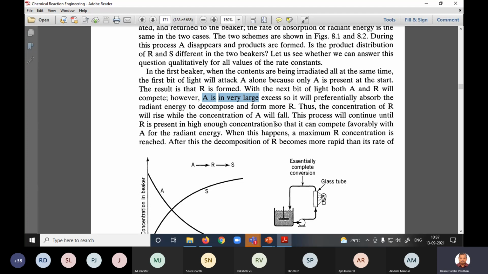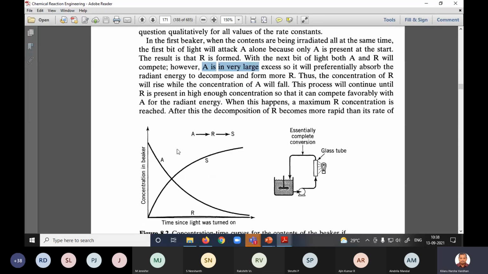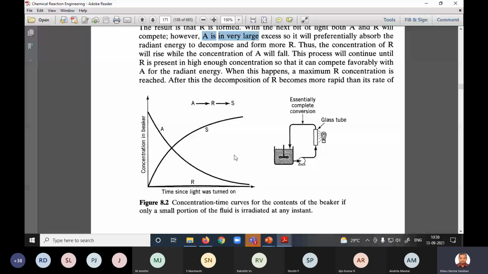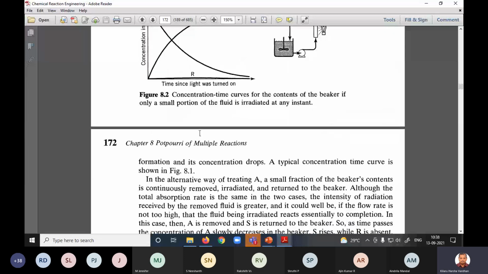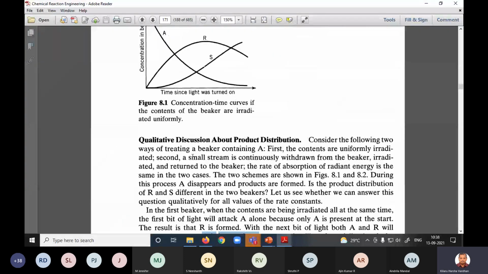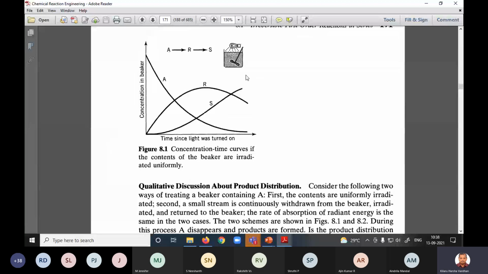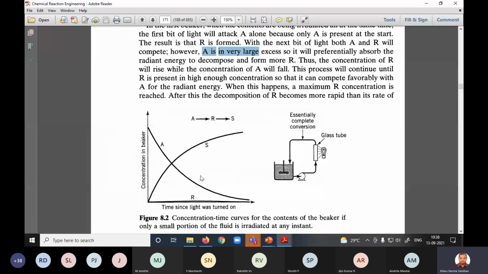This process will continue until R is present in high enough concentration that it will compete favorably with A for the radiant energy. When this happens, a maximum R concentration is reached. After this, the decomposition of R becomes more rapid than its rate of formation, and the concentration drops. This is what we already discussed in the previous classes. So what will happen here? If you take this combination, you are not having any R formed. Why is R not formed?